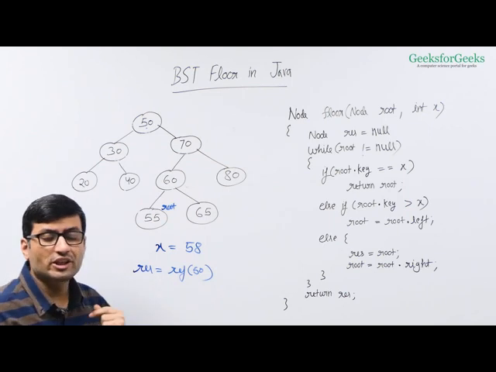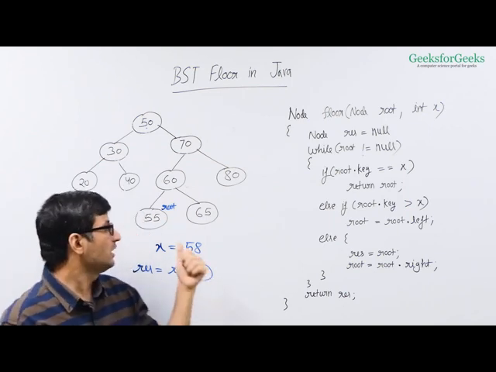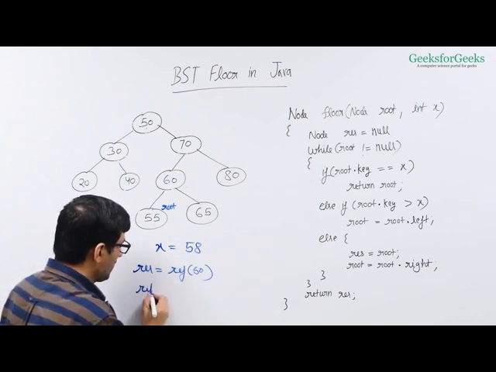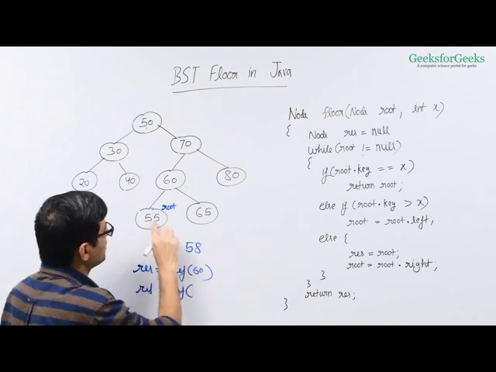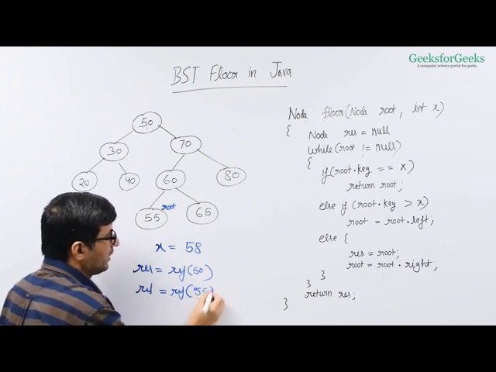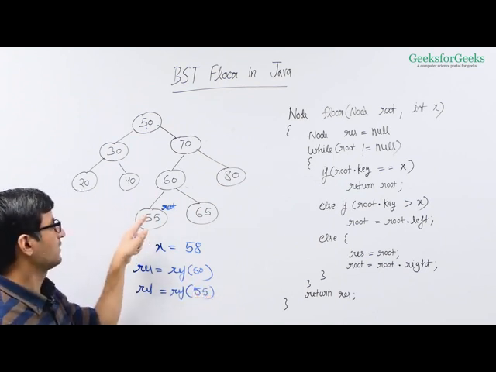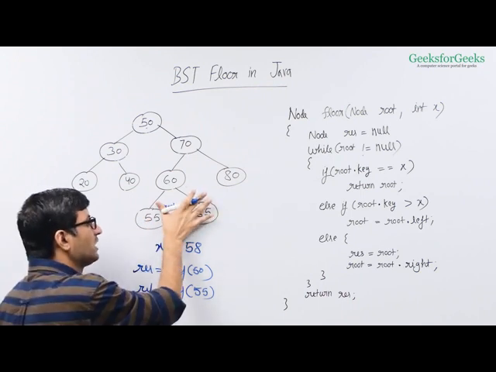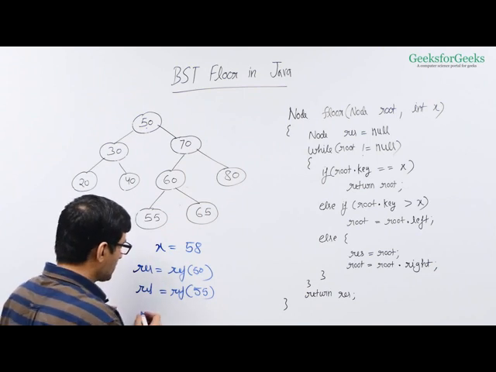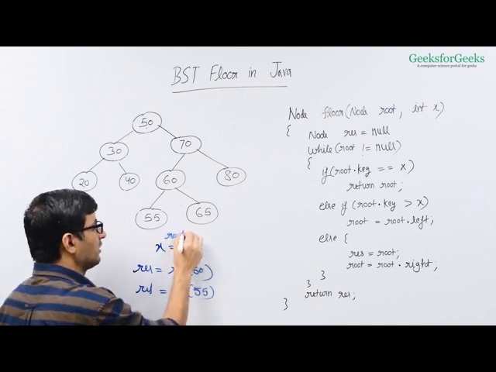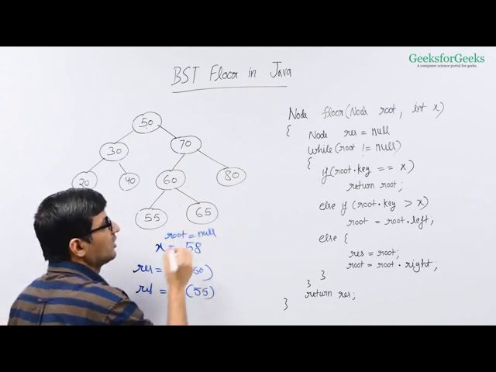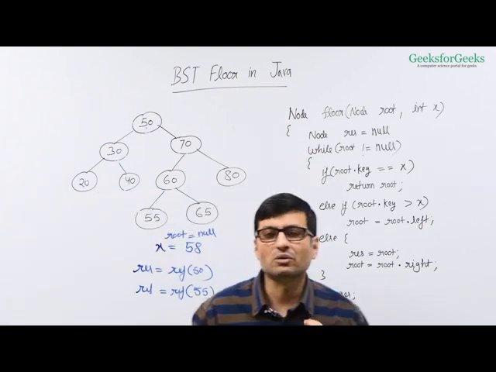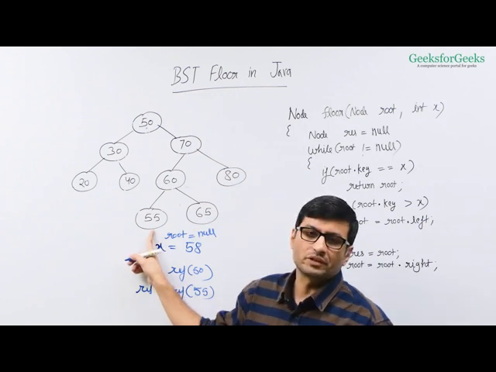Now we again check whether it is equal, greater or smaller. It's smaller this time. So we update our result as a reference of this node 55. And since it is smaller, we need to go to the right side also. So our root now becomes root.right, which is null. So root now becomes null. And when root becomes null, we stop. We come out of the loop and we return the result. So we get our output as a reference of 50.